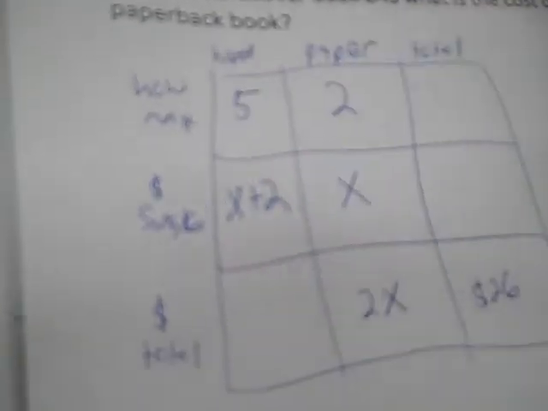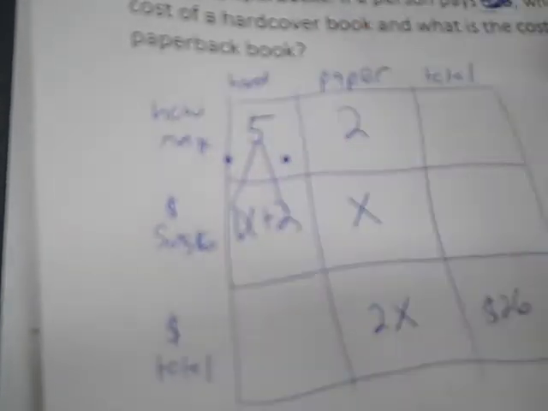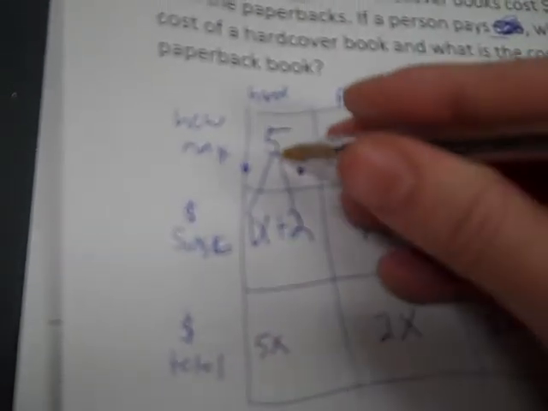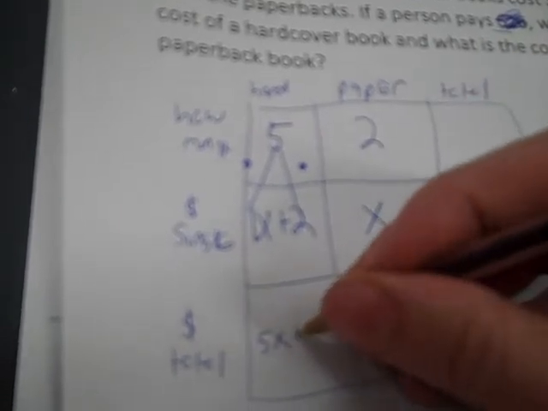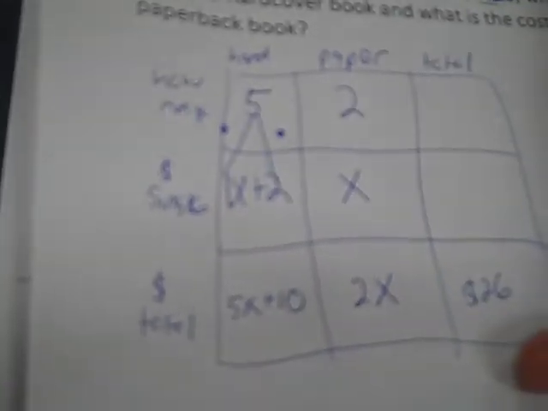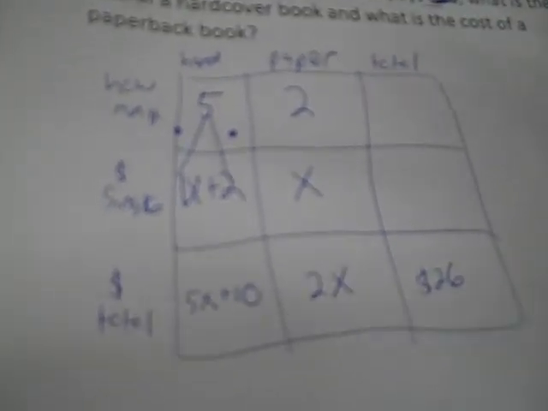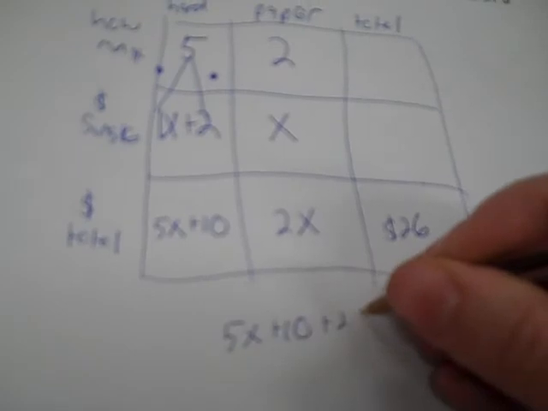And to multiply here, we need a 1 in front of the x, so now I have 2 numbers to multiply the 5 by. 5 times 1x, which is 5x, and 5 times 2, which is 10. Now I write my equation. 5x plus 10 plus 2x equals 26.